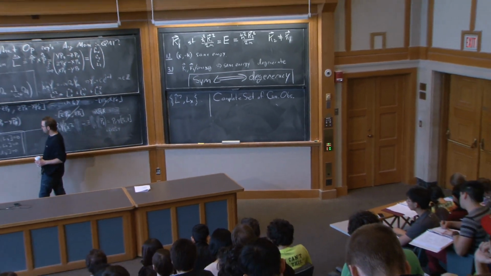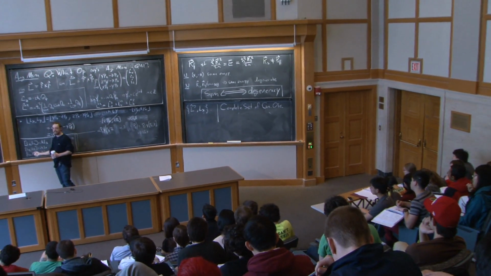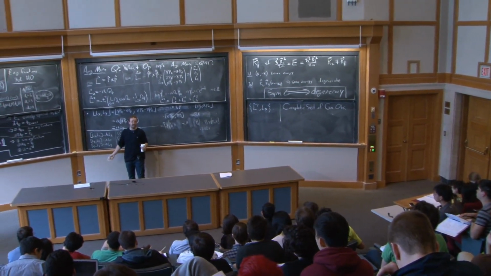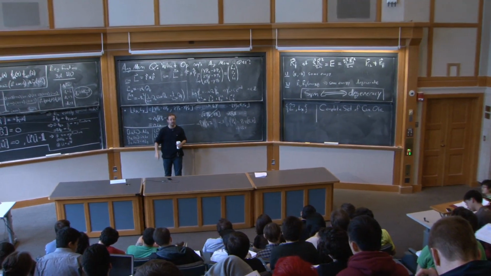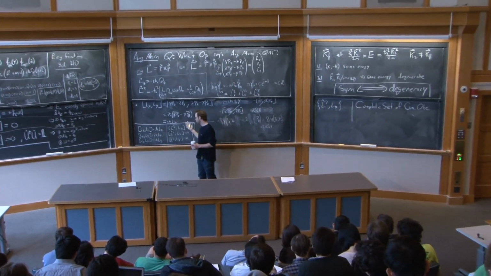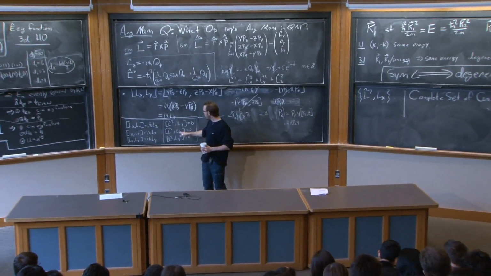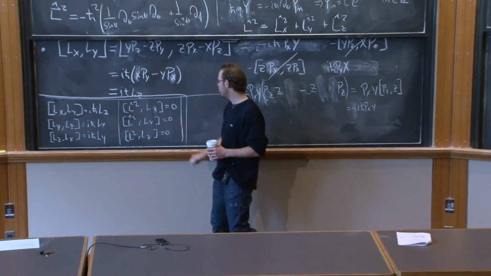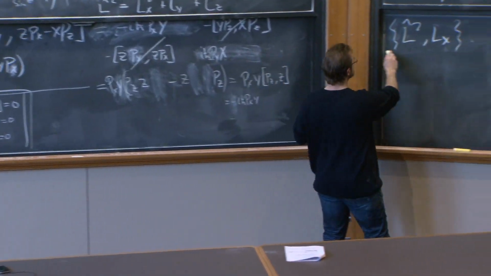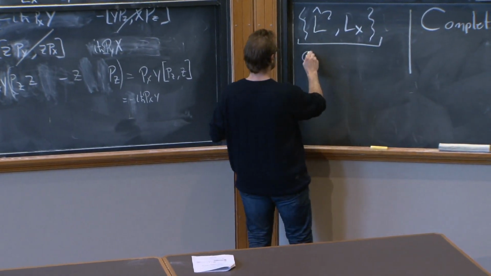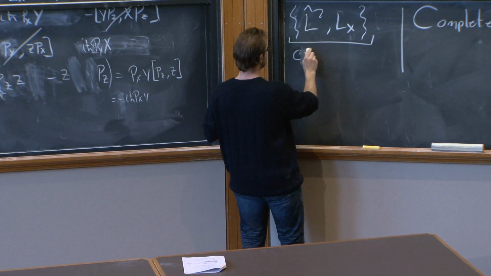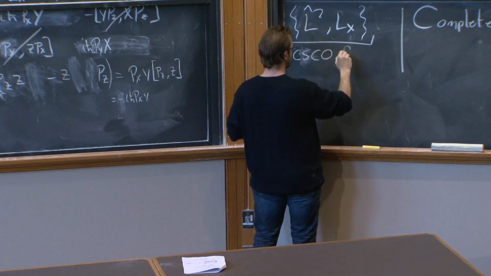Well, it can't be any 2 of Lx, Ly, and Lz. So let's just pick one. I'll call it Lz. I could have called it Lx. It doesn't matter. It's up to you what axis is what. I'll just call it Lz conventionally. And then L squared also commutes, because L squared commutes with Lx, with Ly, and with Lz. So this actually forms a complete set of commuting observables for the angular momentum system.